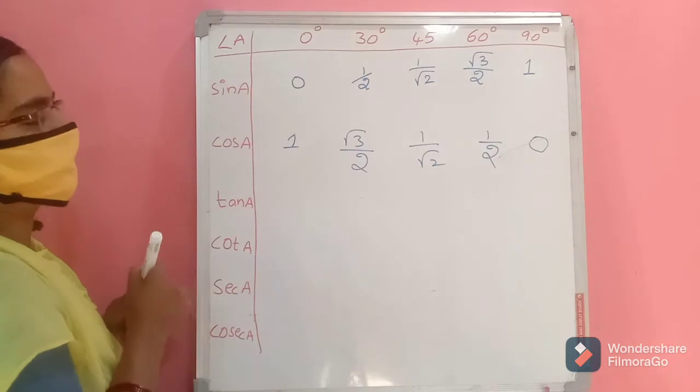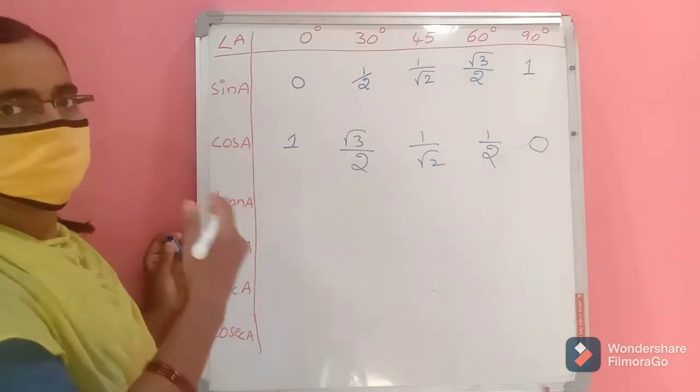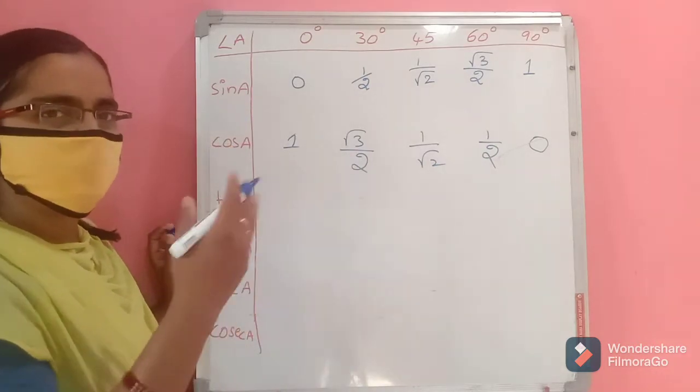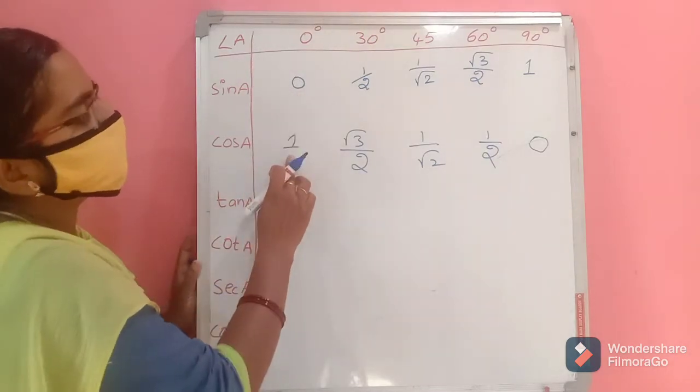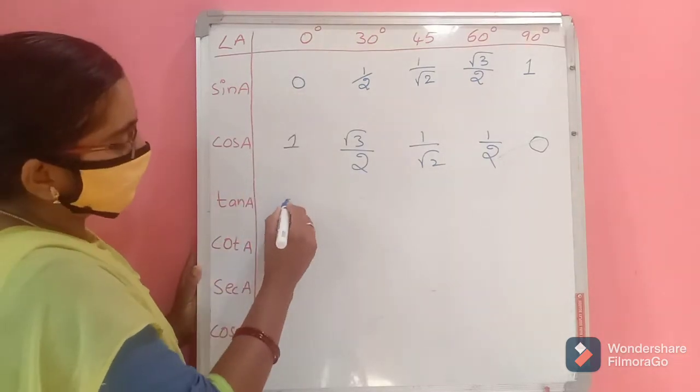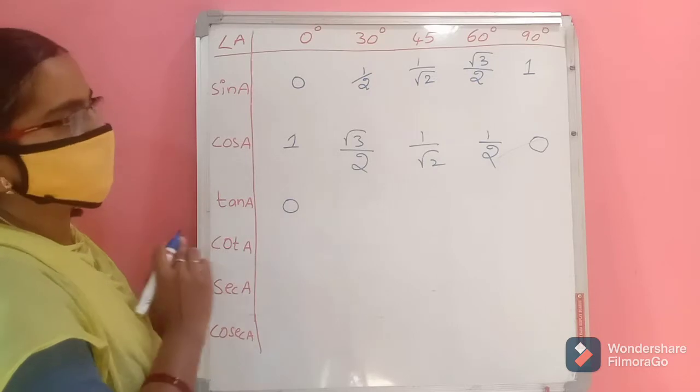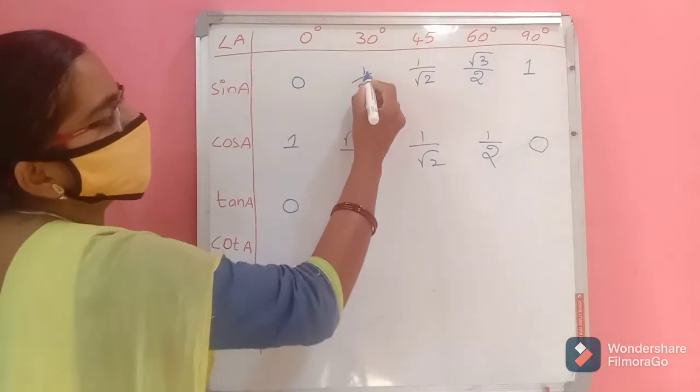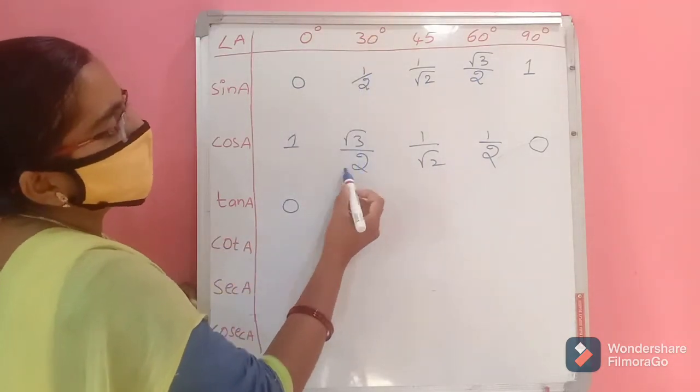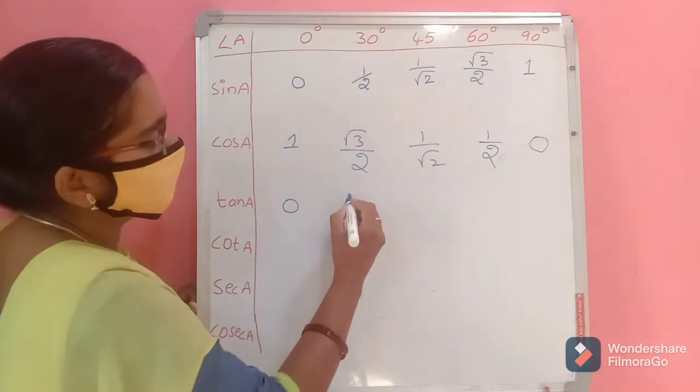Next, go to tan. Tan means sin by cos. We know that. Tan 0 is 0 by 1, and 0 by anything is 0. Tan 0 is 0. Tan 30 is 1 by 2 by root 3 by 2. 2 gets cancelled. We get 1 by root 3.